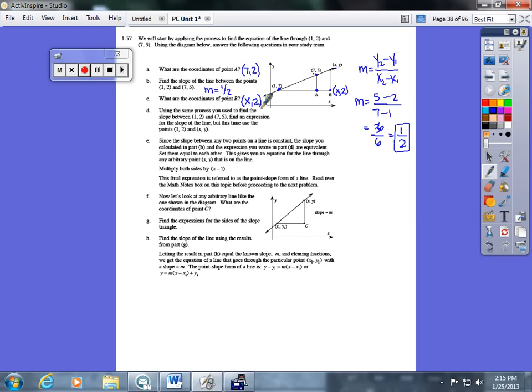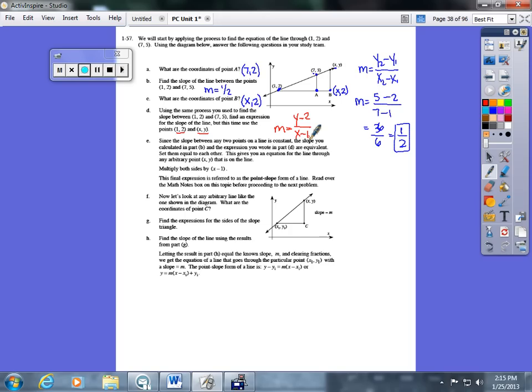Using the same process we used in finding the slope between 1, 2, and 7, 5, find an expression for the slope of the line that uses the points 1, 2, and x, y. So basically we're taking 1, 2, and x, y and substituting them into the same equation for slope. y minus 2 over x minus 1. In other words, we're not actually calculating a slope there. We just have an equation for it because we have x and y values in there.